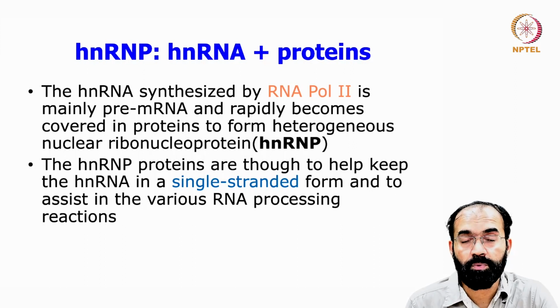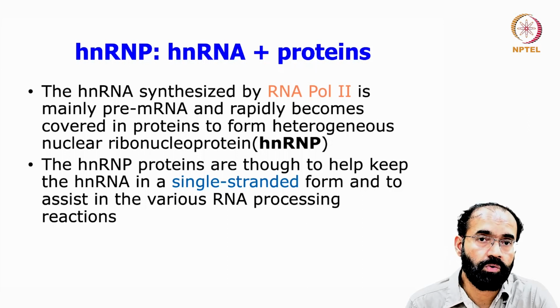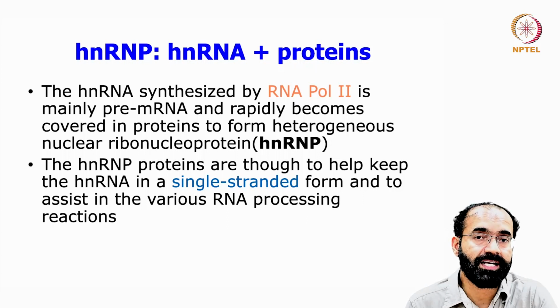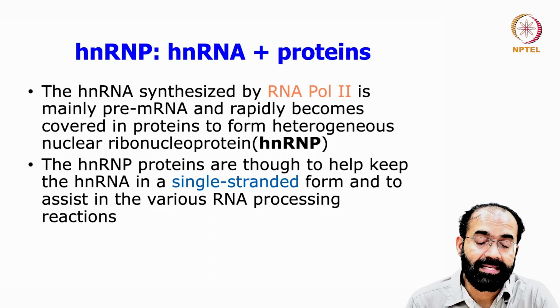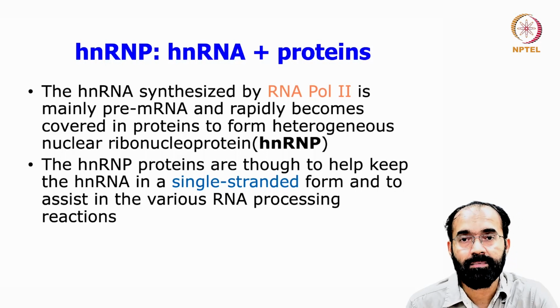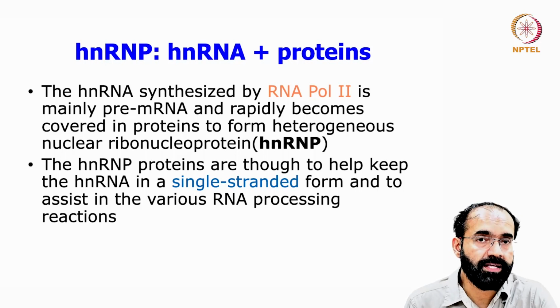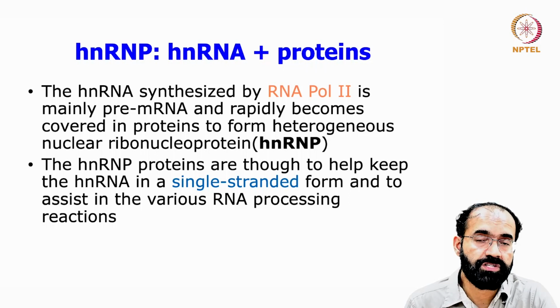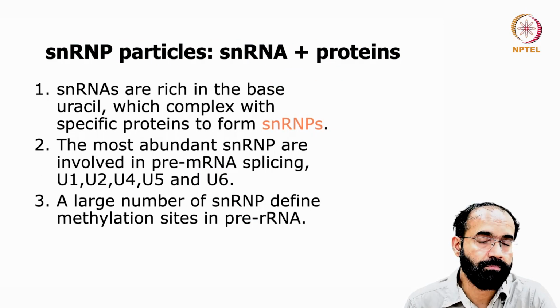Remember, hnRNP, or the proteins associated with hnRNA, have a role to prevent unwanted secondary structure being formed, because sometimes some secondary structure makes the RNA quite stable and resistant to any enzymatic action. And the association of protein onto this hnRNA will help to assist in the various RNA processing reactions. So these proteins associated with hnRNA are not junk, they assist in the downstream processing of hnRNA. Like we know, many processing steps are there: capping, splicing, polyadenylation, etc.